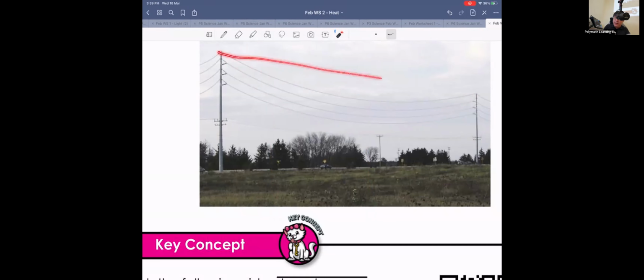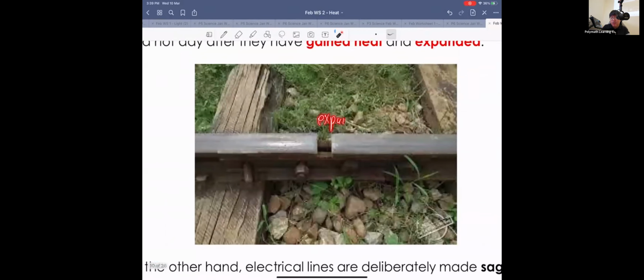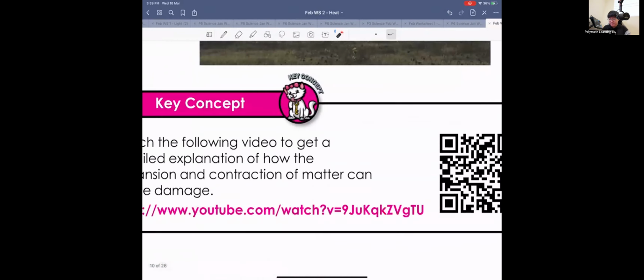If you make it too tight, a very, very short line, just nice to reach the two, so if you have just nice enough wire, on a cold day, it will lose heat and contract and become shorter. Then what will happen? It will snap. Then the electricity will be cut off. So this is to prevent contraction from snapping the line. This one is to prevent expansion from damaging the train tracks. Okay, so that's thermal expansion.